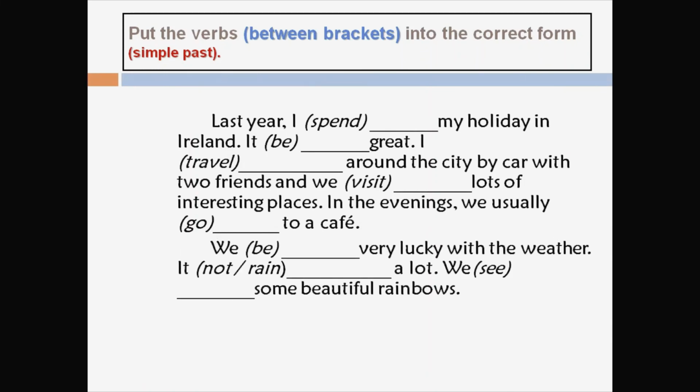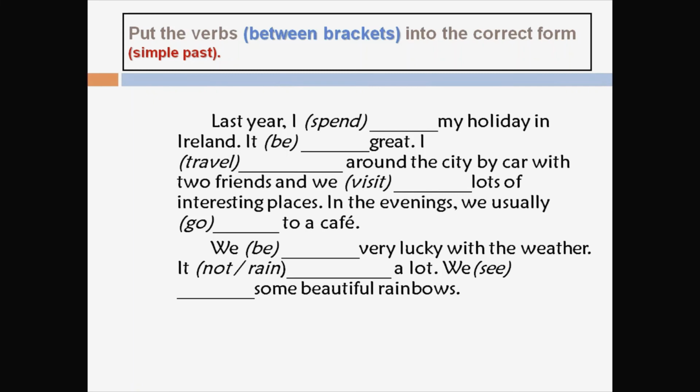Last year I (spend) my holiday in Ireland. It (be) great. I (travel) around the city by car with two friends and we (visit) lots of interesting places. In the evenings, we usually (go) to a cafe. We (be) very lucky with the weather. It (not rain) a lot. We (see) some beautiful rainbows. See here, last year I dash my holiday in Ireland.